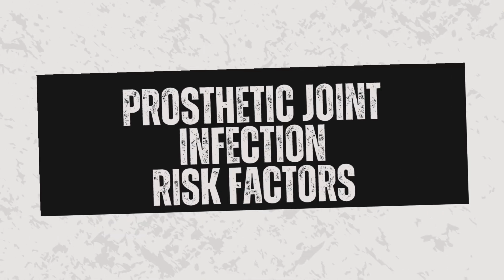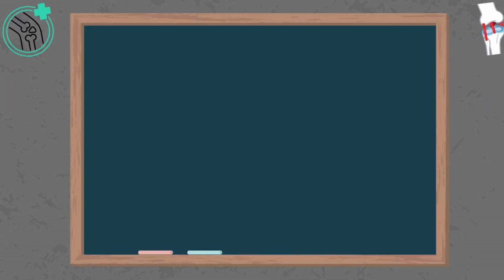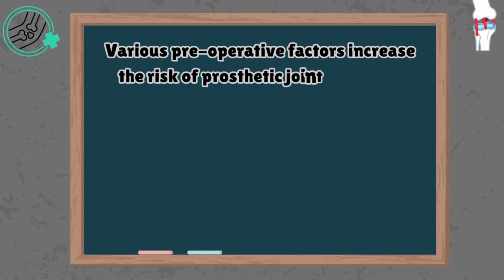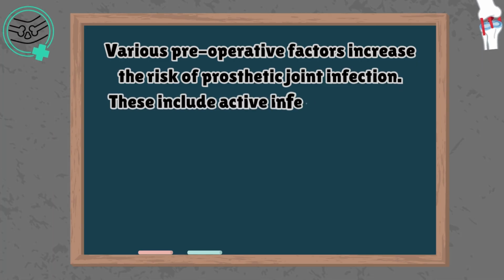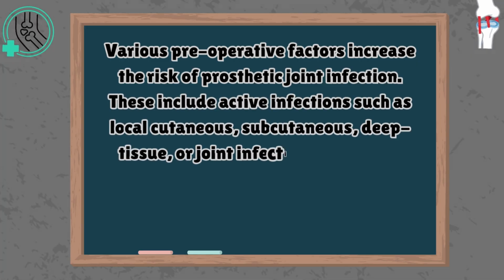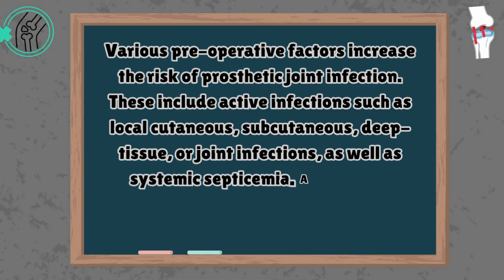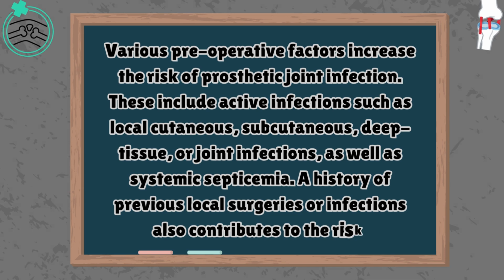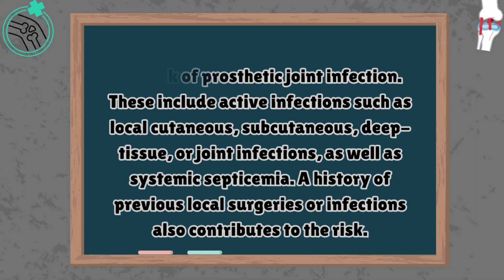Prosthetic joint infection risk factors. Preoperative risk factors. Various preoperative factors increase the risk of prosthetic joint infection. These include active infections such as local cutaneous, subcutaneous, deep tissue, or joint infections, as well as systemic septicemia. A history of previous local surgeries or infections also contributes to the risk.